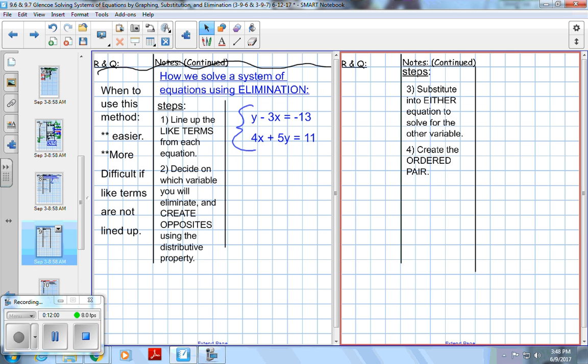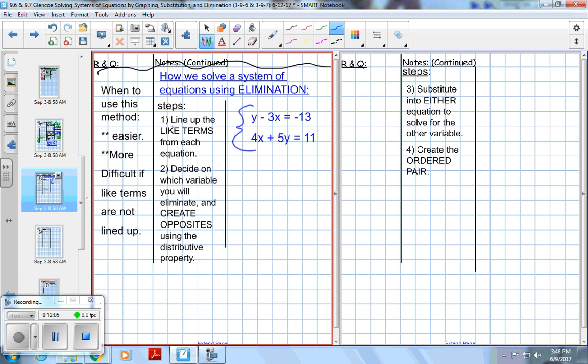Welcome back. Okay, step 1. For elimination to work, you have to line up the like terms in each equation. So as we look at our system, right here, the y and the 4x are lined up, and the -3x and the 5y are lined up. Are those like terms, though? No. So we're going to commute this line so that we're going to rewrite it.